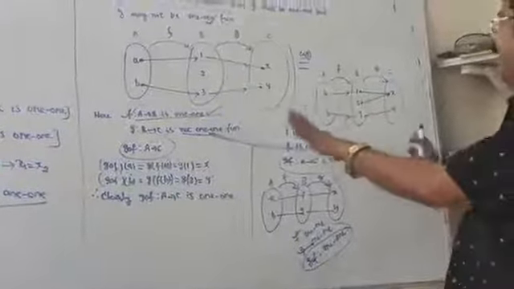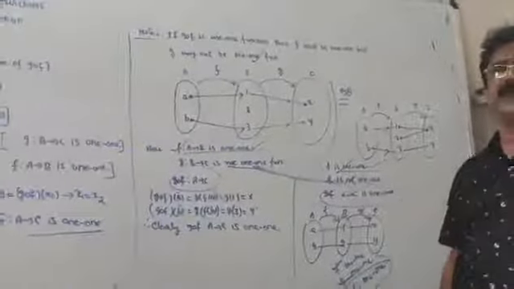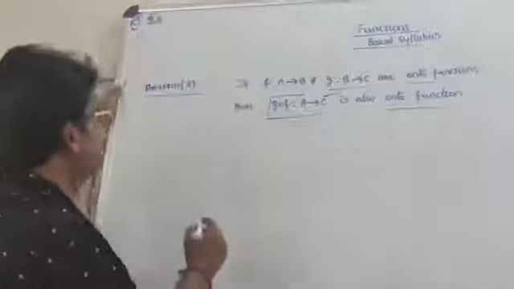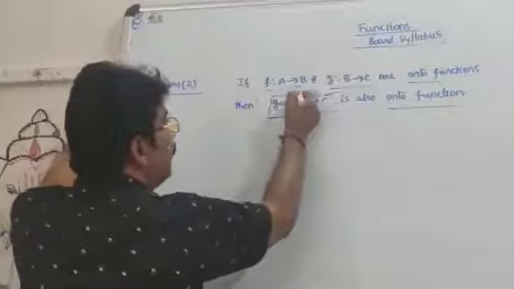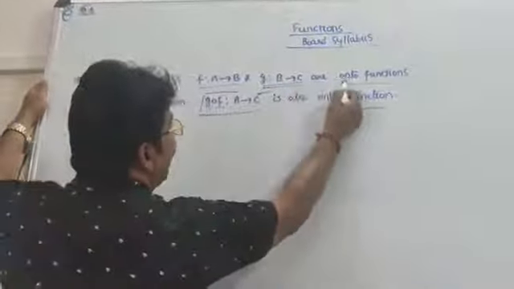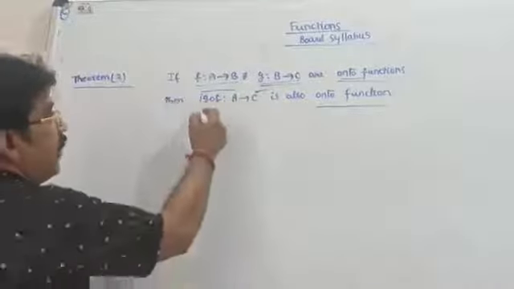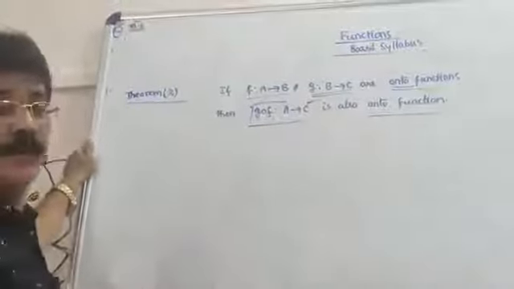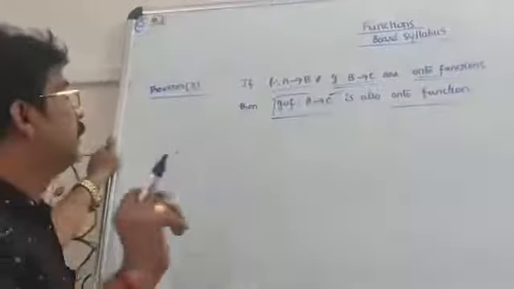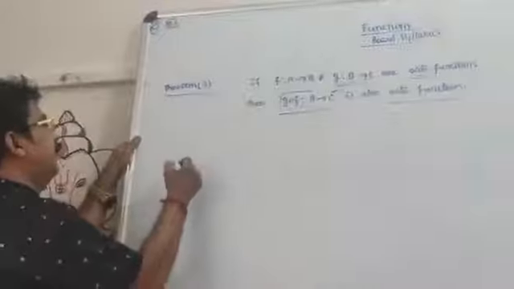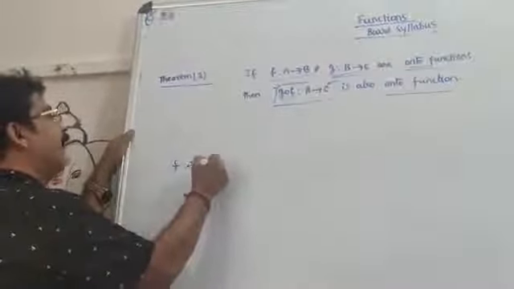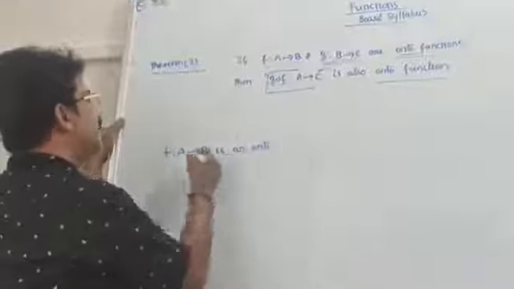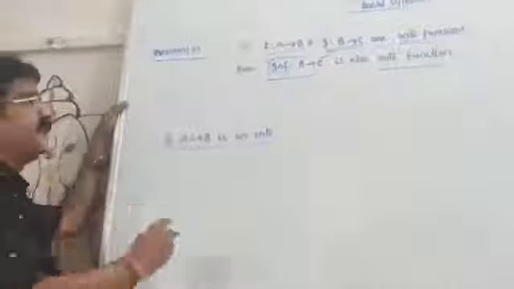So for this statement, I have given 3 examples. This is the important one. If F from A to B and G from B to C are onto functions, then we have to show that G circle F from A to C is also an onto function. So once again, I recall the definition of onto function. For example, F from A to B is an onto function. Then what is the definition?